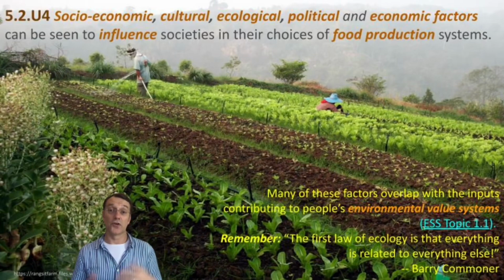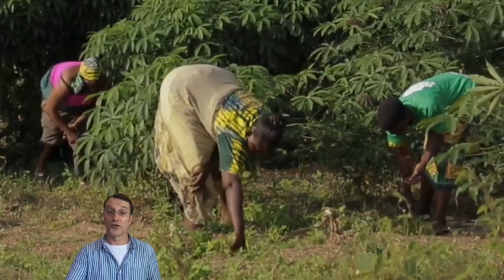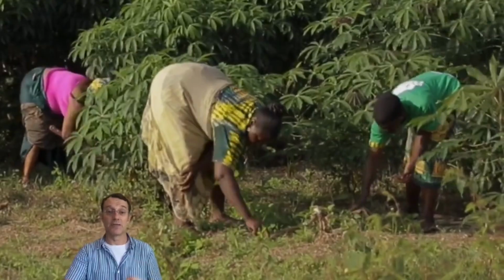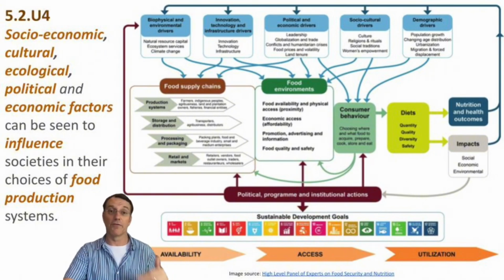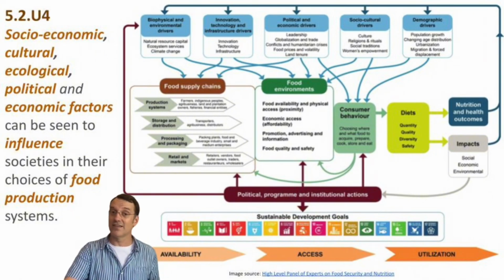Our food choices are influenced by more than just hunger. Cultural traditions, economic situations, and even political systems all play a role too. For example, a traditional farming scene might reflect deep-rooted cultural practices. These factors are all interconnected. A change in one area can ripple through the entire food system. As ecologist Barry Commoner said, everything is connected to everything else.